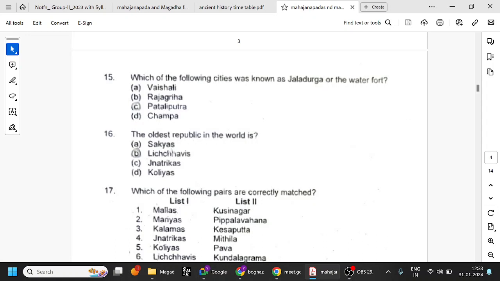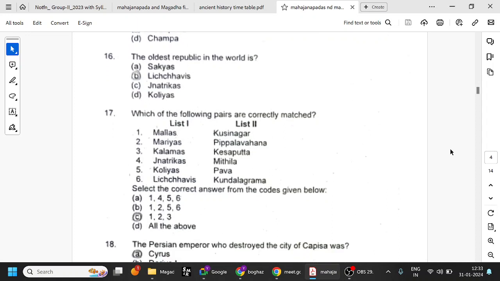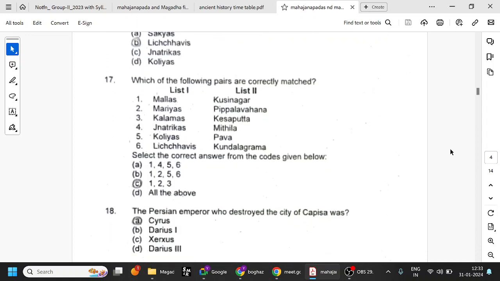The oldest republic in the world is Lichavi. I mentioned it multiple times. The oldest republic is Lichavi, and one of the famous is Vriji, Republic of Eight Clans. So try to remember, which of the following is correct? It says one, two, three. So try to remember those things.